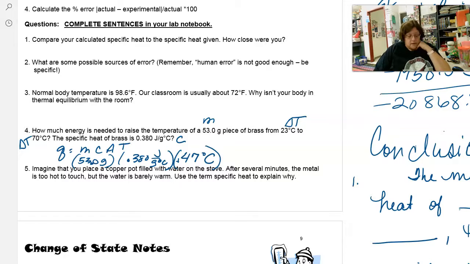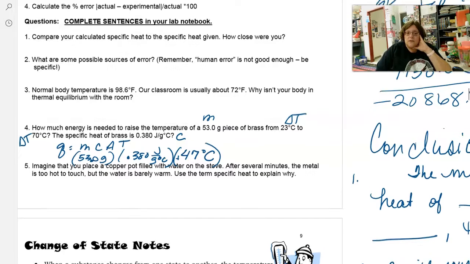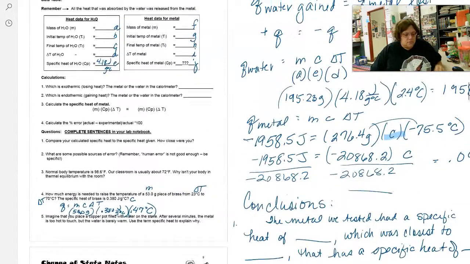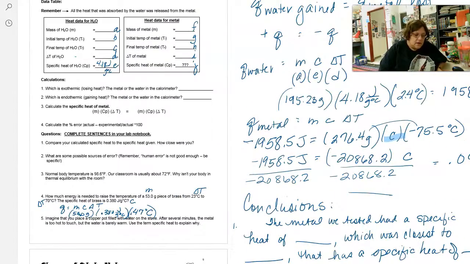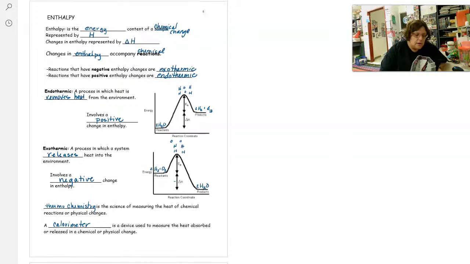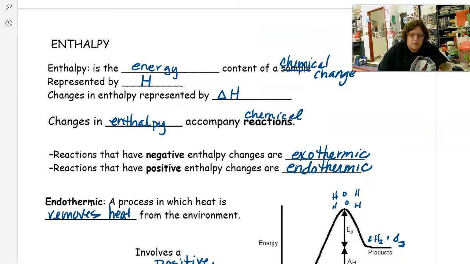And then for question 5, imagine you place a copper pot filled with water on the stove. After several minutes, the metal is too hot to touch, but the water is barely warm. Use the term specific heat in your answer. And that goes in your lab notebook as well. All right, once you've finished that, you'll turn that in. And we're going to go and look at notes about enthalpy.